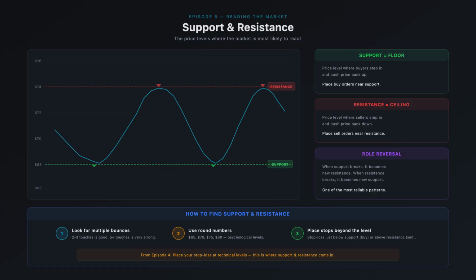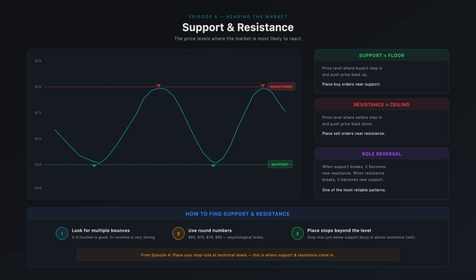These levels work because thousands of traders are watching the same prices. When everyone sees $68 as support, they place buy orders there, and the buying pressure actually creates the support. It's a self-fulfilling prophecy. Here's where it gets interesting. When a support level breaks, meaning price falls through it, that old support often becomes new resistance. And when resistance breaks, it can become new support. This is called a role reversal, and it's one of the most reliable patterns in trading.